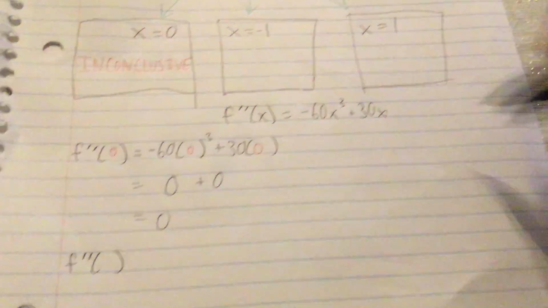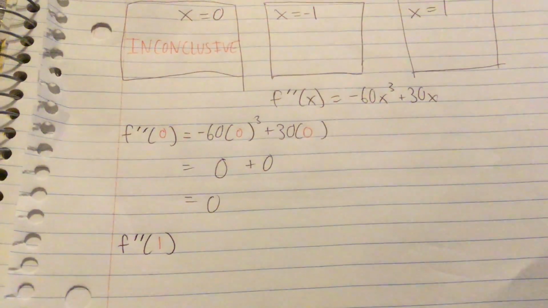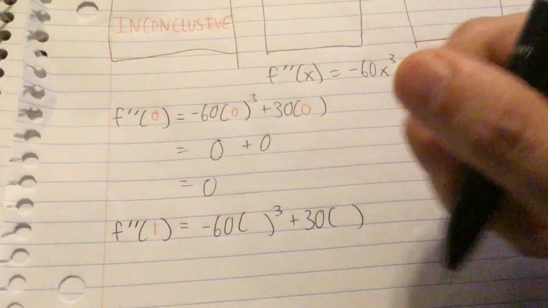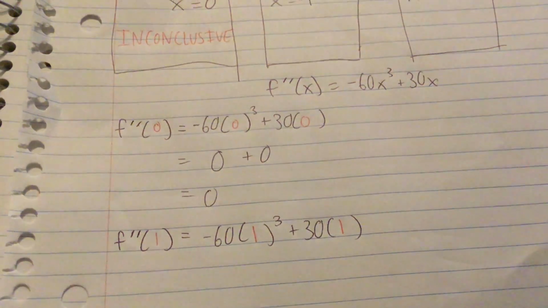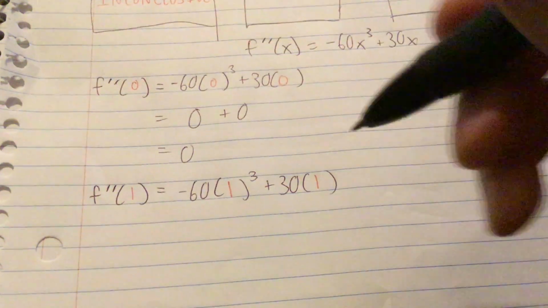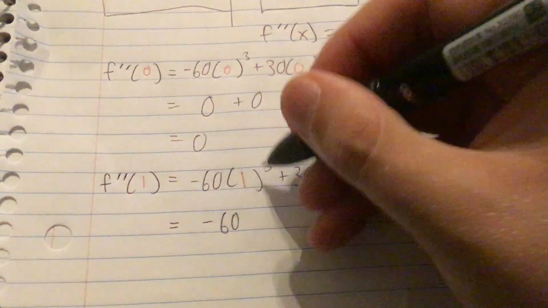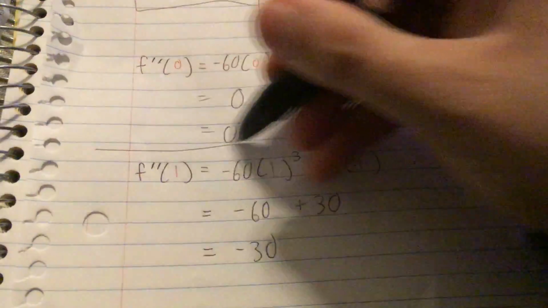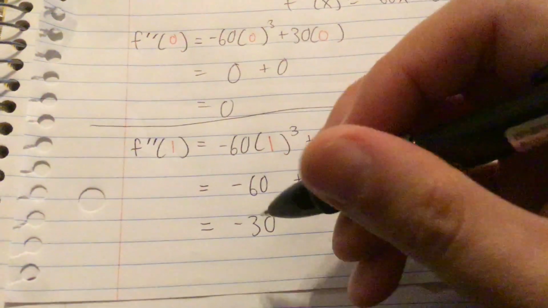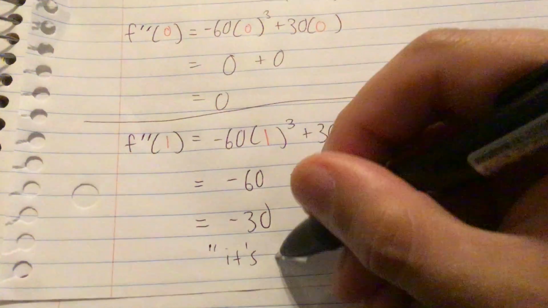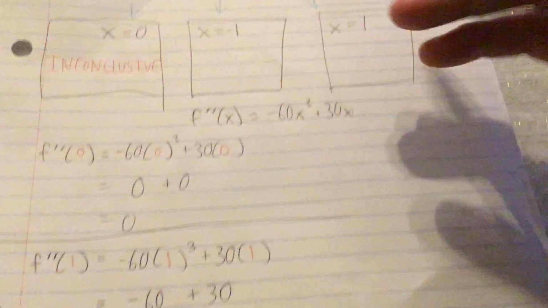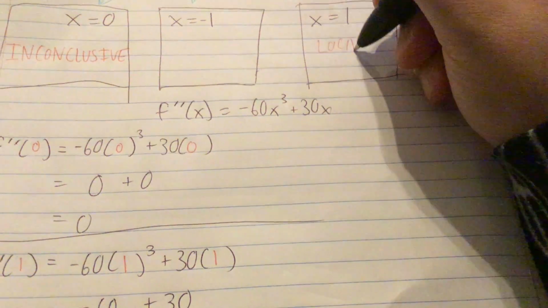All right, so now let's do f double prime of 1. I'm going to jump to 1 because I'm feeling very positive right now. So negative 60 times 1 cubed plus 30 times 1. Well, 1 cubed is just 1, and 30 times 1 is 30. So this is just negative 60 plus 30, which is negative 30. Negative 30 acceleration tells me that my psychic second derivative says it's going down. So if it has a horizontal tangent line and then it goes down, those are the characteristics of a local max.